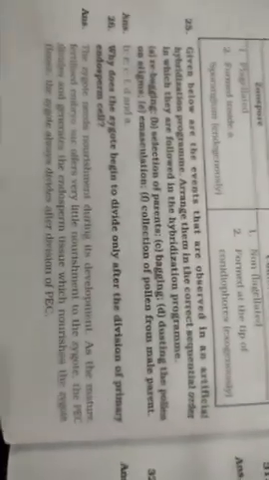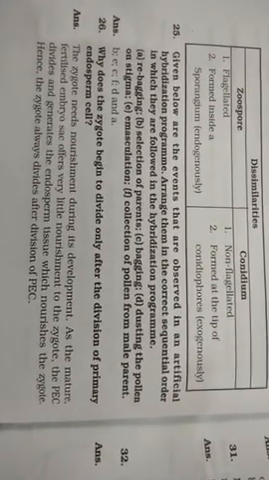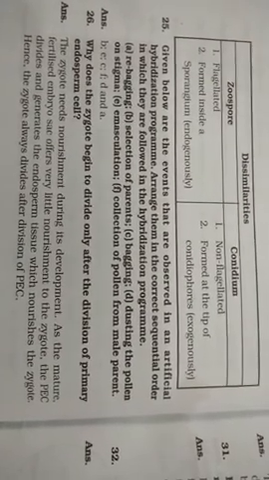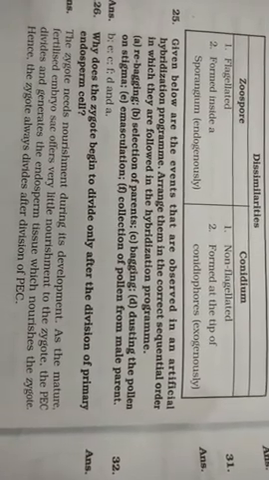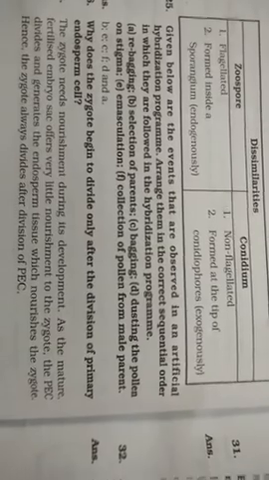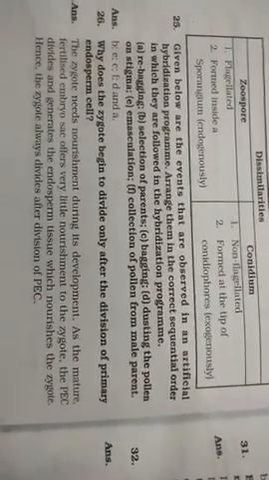Okay? Why does the zygote begin to divide only after the division of primary endosperm cell? The zygote needs nourishment during its development, and as the mature fertilized embryo sac offers very little nourishment to the zygote, the PEC, that is primary endosperm cell, divides and generates the endosperm tissue, which nourishes the zygote. Hence, the zygote always divides after division of PEC.